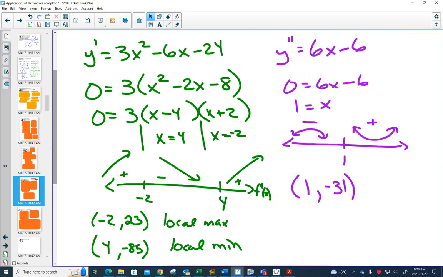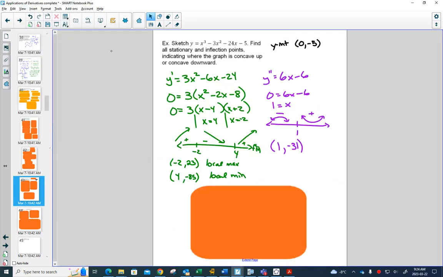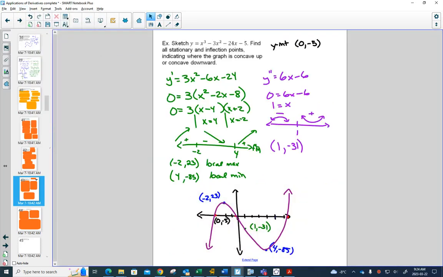Next, the purple section. Sorry, I changed the shade of purple. I like that. You should do that. Just change the shades every day to keep it fresh. So our inflection point, 1, negative 31. And now putting that all together, this is what your graph would look like.